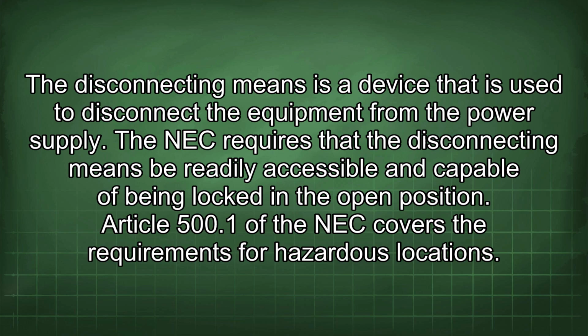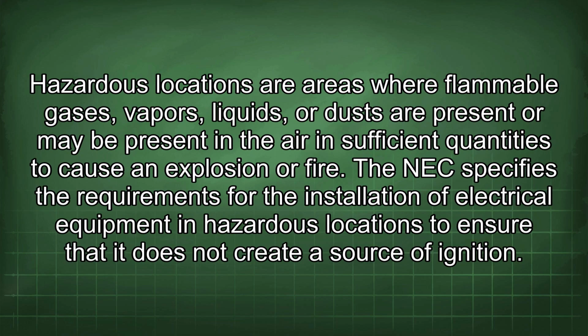Article 500.1 of the NEC covers the requirements for hazardous locations. Hazardous locations are areas where flammable gases, vapors, liquids, or dusts are present or may be present in the air in sufficient quantities to cause an explosion or fire. The NEC specifies the requirements for the installation of electrical equipment in hazardous locations to ensure that it does not create a source of ignition.